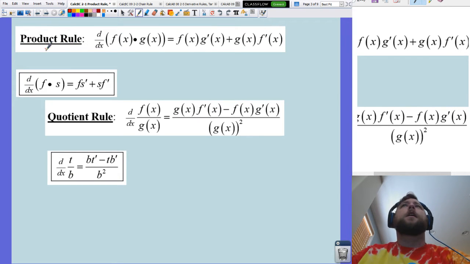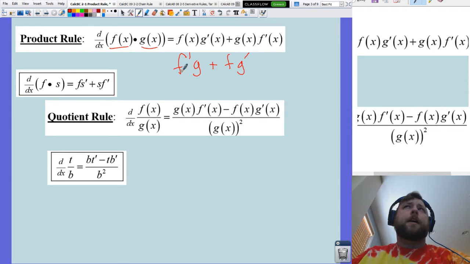Let's talk about the product rule. When you are multiplying two functions together and you derive them, the derivative is f times g prime plus g times f prime. I don't like writing it that way. A lot of times I'll write it as f prime times g plus f times g prime. It's the same thing, but I like keeping my f's first and the g's.